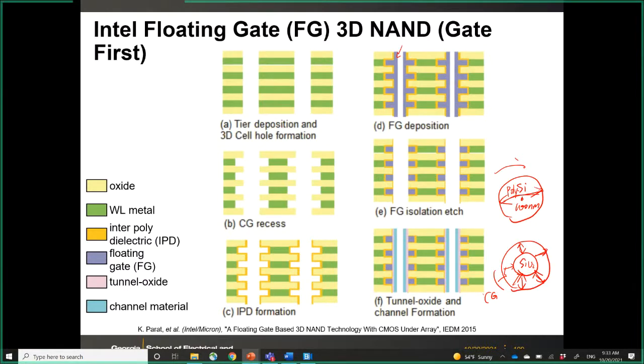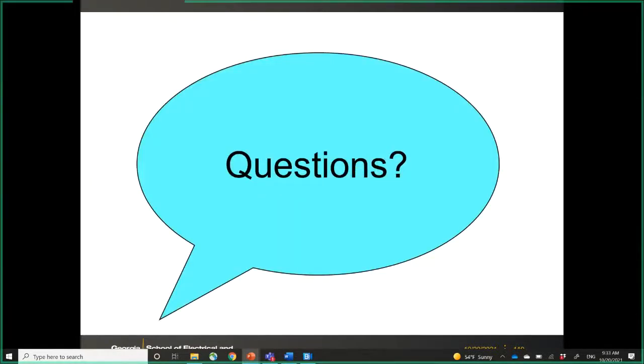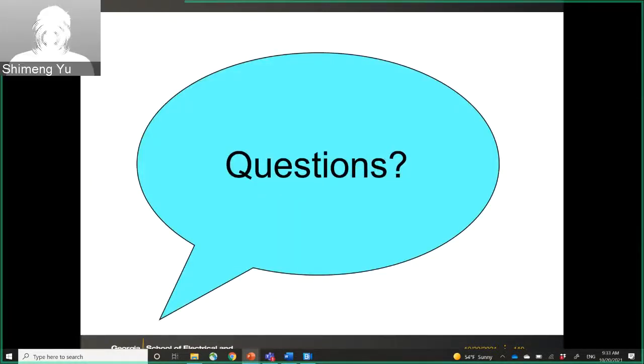So here we will not spend too much time on the fabrication. This is not the emphasis in this course. Okay, so let's move on.